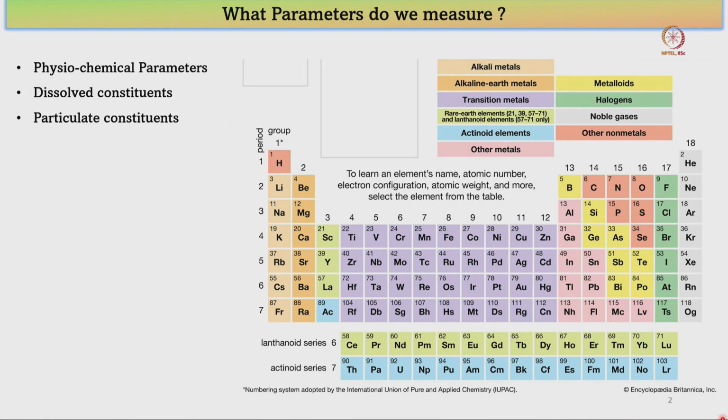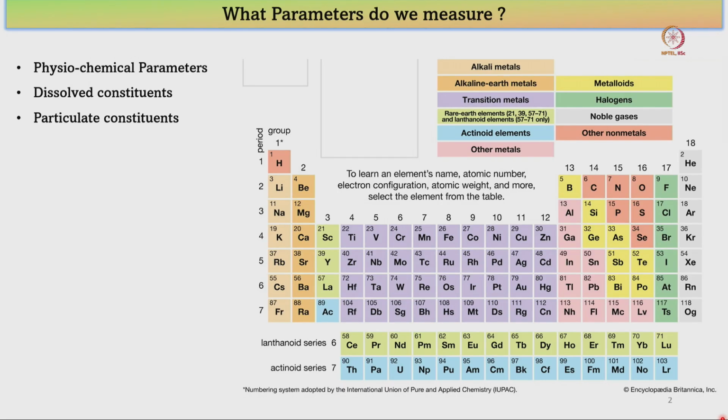Now, first thing that we would discuss is the parameters that we are going to measure. What are the parameters that we measure? The first kind is physiochemical parameters. Whenever you are going to take a water sample, as I said, we always need to have an entire picture, and there are certain different categories of data that we need. The first kind is the physiochemical parameters, second is the dissolved concentration, and third important information comes from the particulate constituents and particulate concentration.